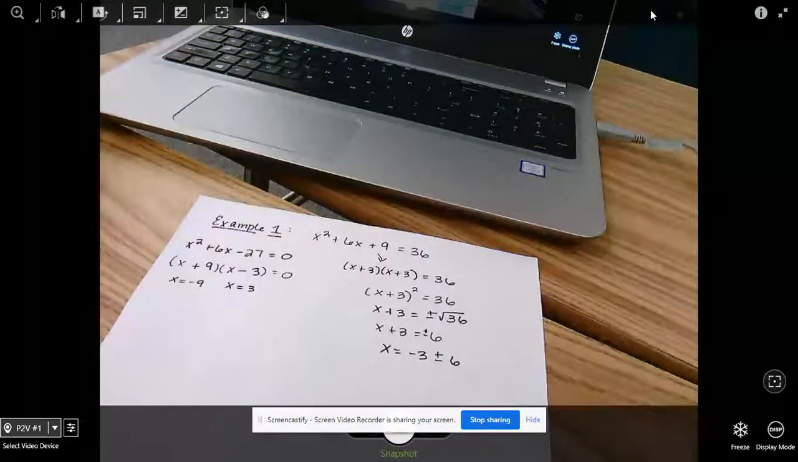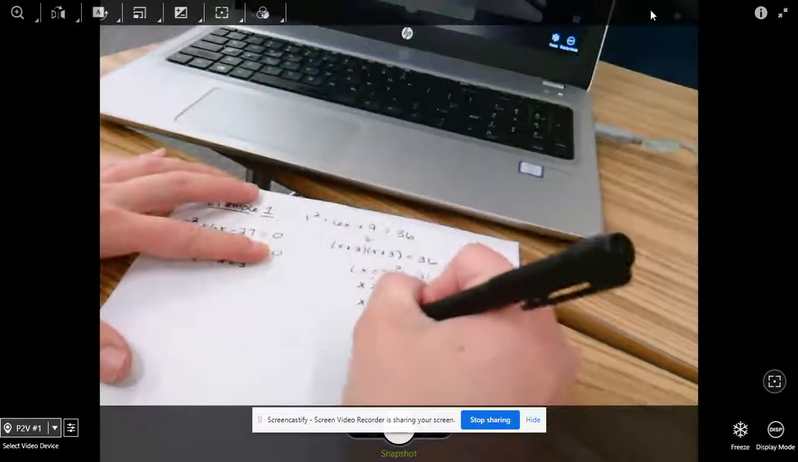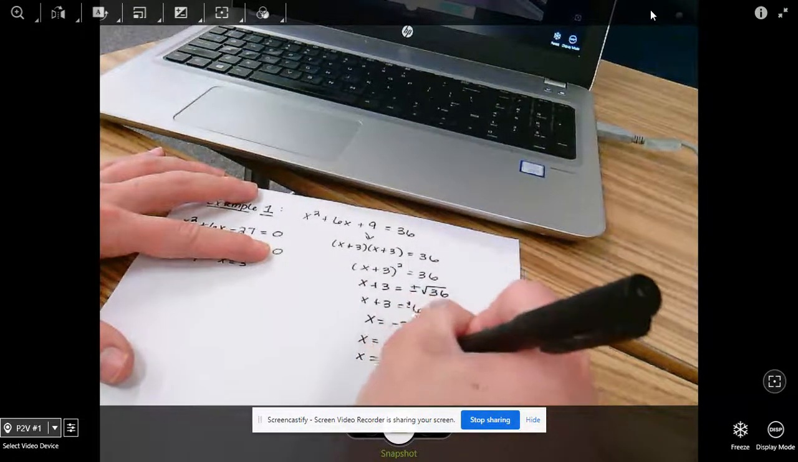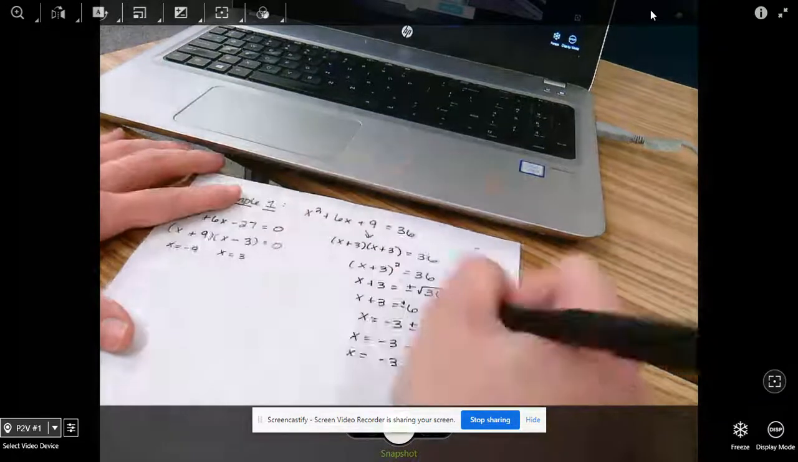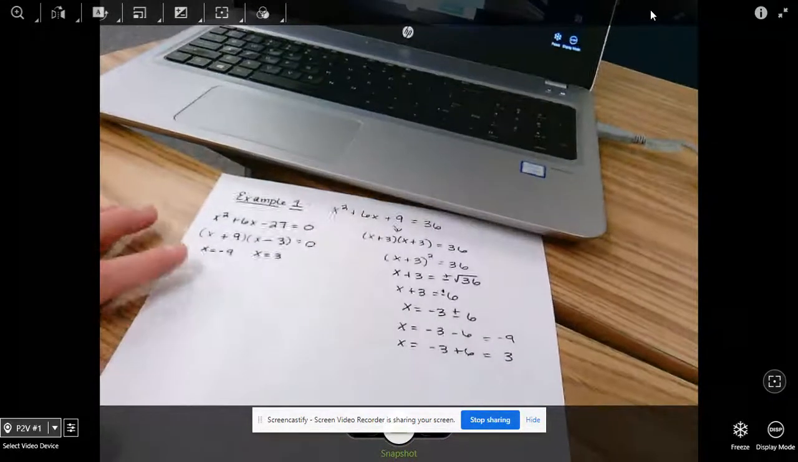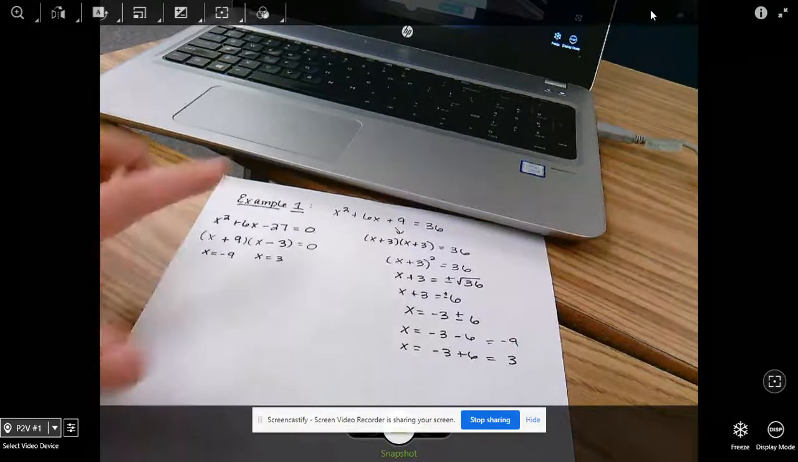A lot of students forget to change it and their answers are off. So now you're going to have negative 3 minus 6 and negative 3 plus 6. So your solution is negative 9 and your solution is 3. Numbers are pretty cool.